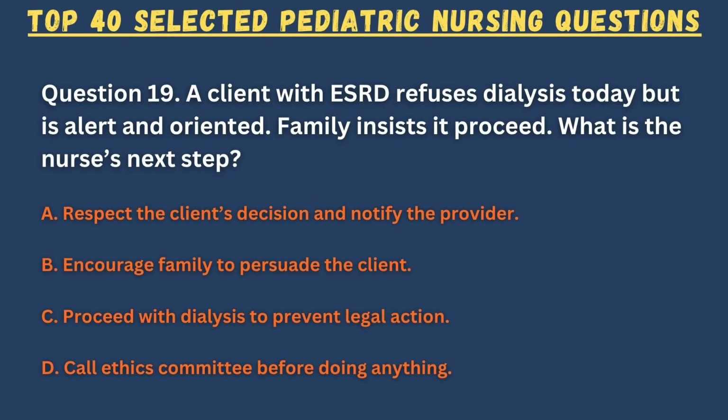Question 19. A client with ESRD refuses dialysis today, but is alert and oriented. Family insists it proceed. What is the nurse's next step? A. Respect the client's decision and notify the provider. B. Encourage family to persuade the client. C. Proceed with dialysis to prevent legal action. D. Call ethics committee before doing anything.